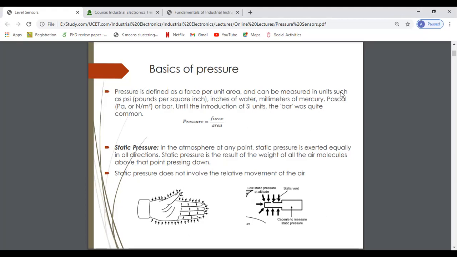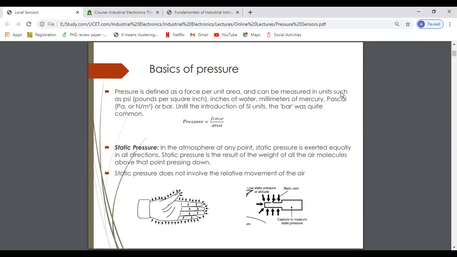Now we can look at different types of pressure: static pressure and dynamic pressure. In the atmosphere, at any point the static pressure is exerted equally in all directions. Static pressure is the result of the weight of all the air molecules above that point pressing down.